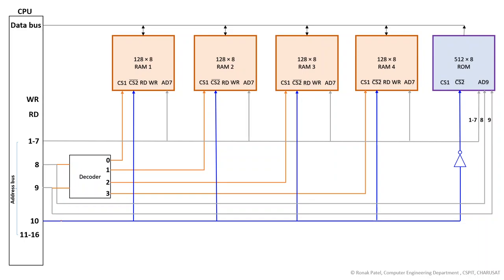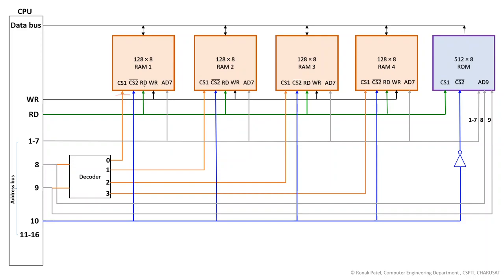Okay, then your write line will be connected. Write line is connected to write of each RAM. Now see that this read line, read, is connected to each read of RAM, and that is connected to CS1 of ROM.